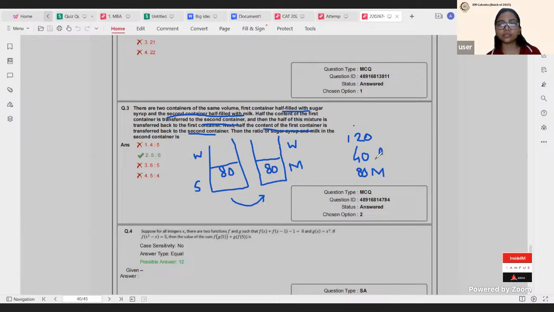And then we transfer half of the contents from the second container back to the first. So that's basically, again, so here what we have is 40 units of each now after the first transfer, right? Then secondly, we are transferring half of all the contents of the second container back to the first. So that will be pretty much 40 plus 60 units of water.